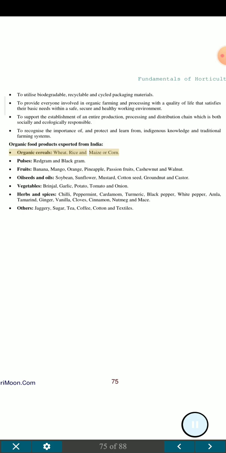Organic cereals: wheat, rice and maize or corn. Pulses: red gram and black gram. Fruits: banana, mango, orange, pineapple, passion fruits, cashew nut and walnut. Oilseeds and oils: soybean, sunflower, mustard, cottonseed, groundnut and castor. Vegetables: brinjal, garlic, potato, tomato and onion.